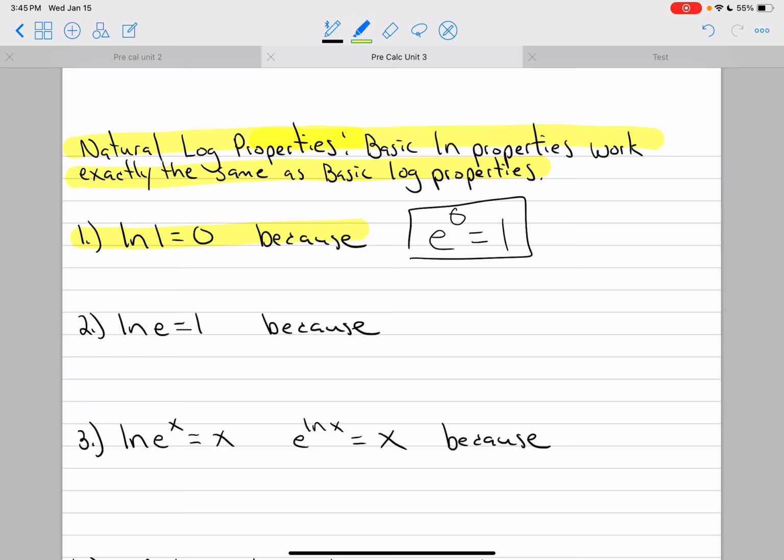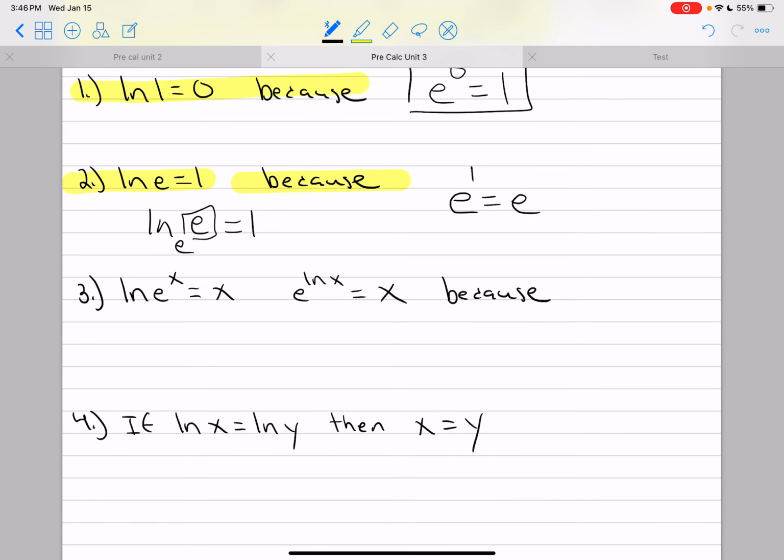The next one says the natural log of e equals 1 because what? Let me rewrite this so I get an idea of how it looks. I'm really saying the natural log base e, e to the 1 equals e. So if I write it like that, my base is e, my exponent is 1, e to the 1st power is e, just like we knew.